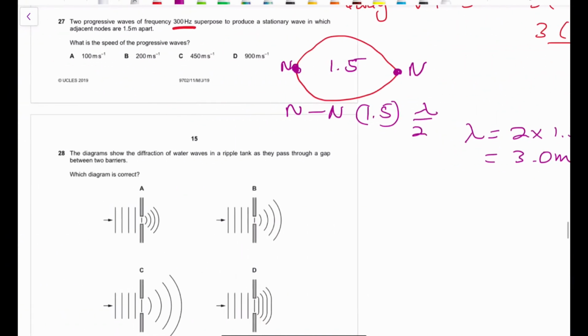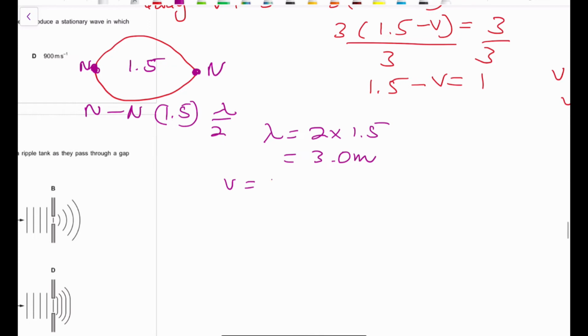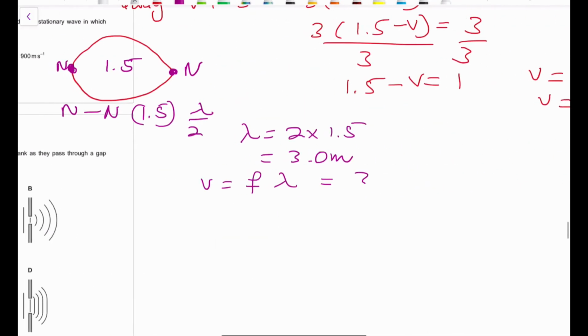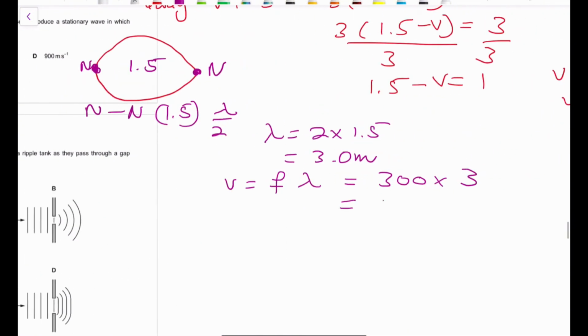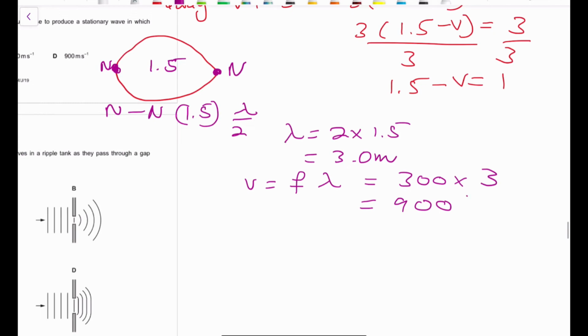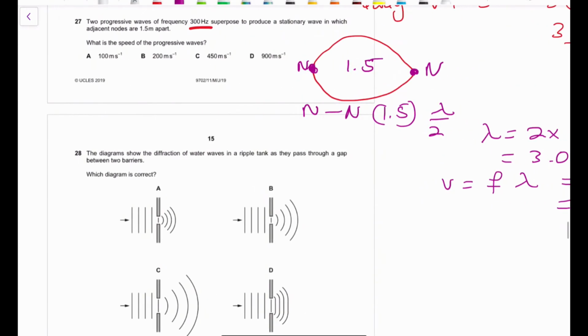But how do I find the speed? I know that V is going to be equivalent to F lambda. So what is your value of F? It's going to be 300, multiplied by the value of lambda, which is going to be 3. So you're going to get a value of 900 meters per second. Okay, so it's going to be 900 meters per second, which is going to be D.